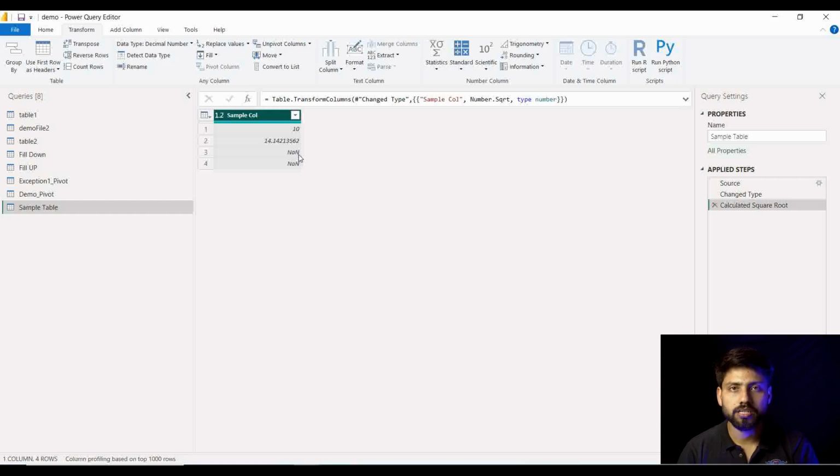So I hope this is very clear to you, and you are now aware of these three options in Power Query Editor: absolute value, power, and square root. In upcoming tutorials, we will be watching the functionalities of exponent, logarithm, and factorial. All these options we will be watching in upcoming videos.